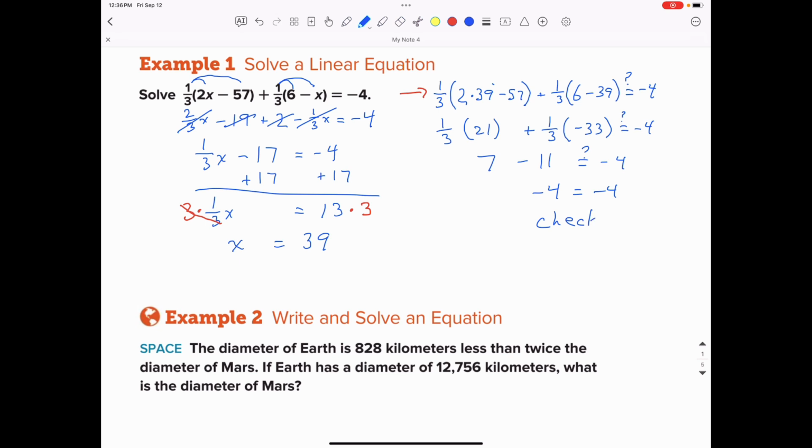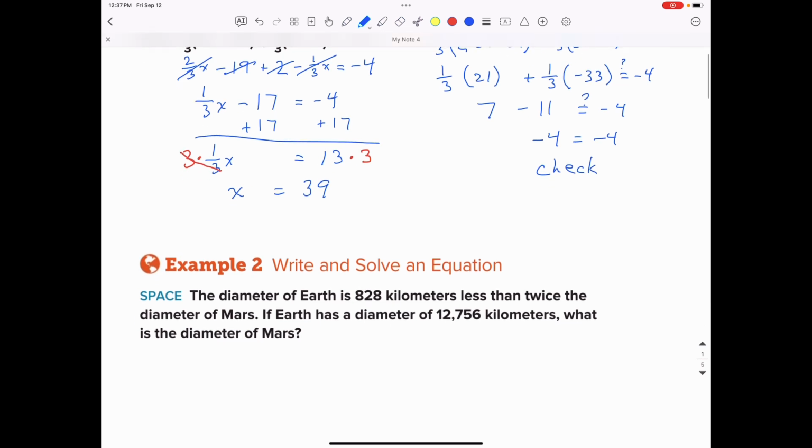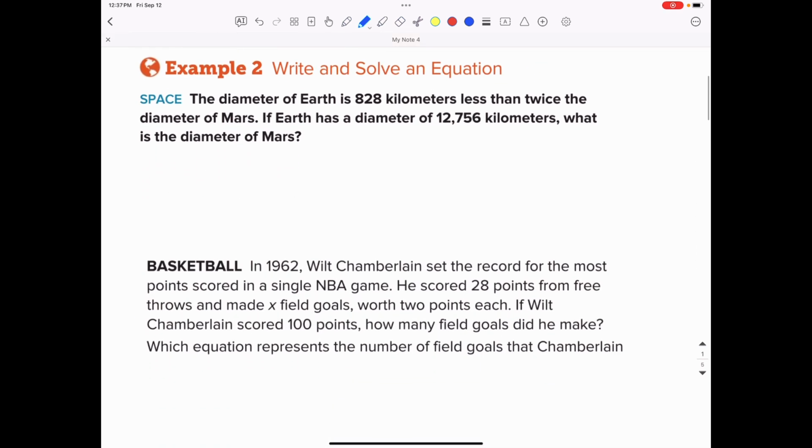Now with linear equations, you should be able to solve for x and get an answer that will check out every single time. That's not necessarily true with other equations that we'll see in this chapter. So there will be some times where we do need to check our answers to make sure that we are correct. Let's see how this applies to a real-world problem.